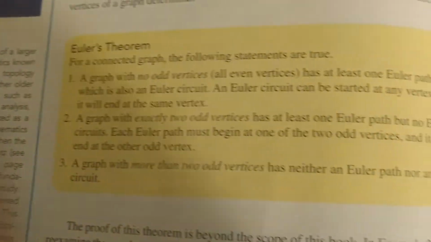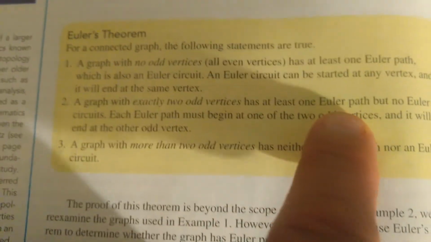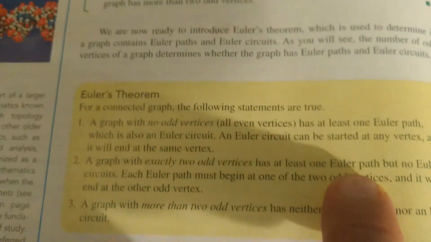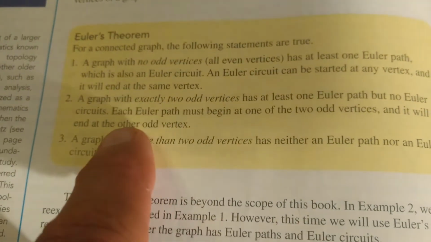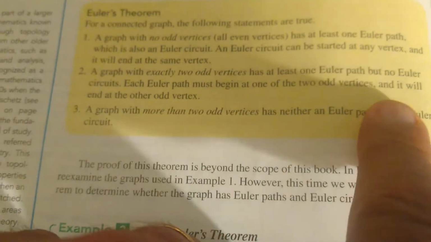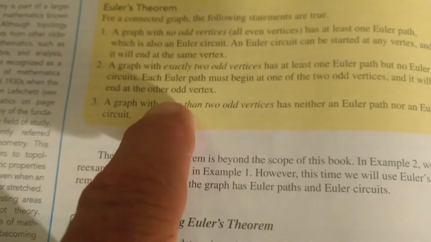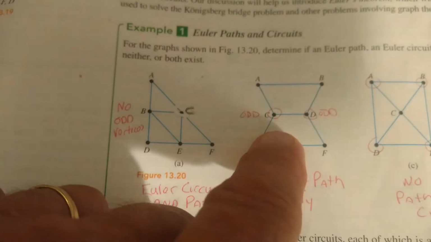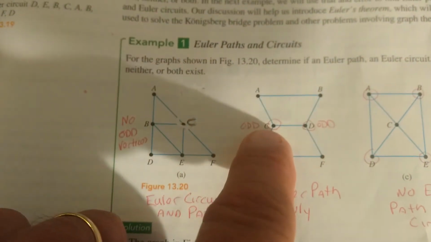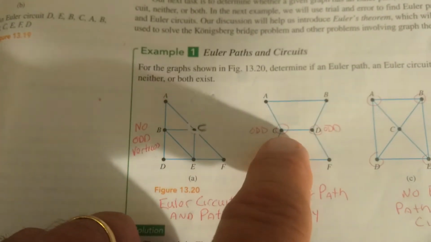Second rule in Euler's theorem: a graph with exactly two odd vertices has at least one Euler path, but no Euler circuits. Each Euler path must begin at one of the two odd vertices, and it will end at the other odd vertex. Very important. So if you were tracing a path for this one, you would have to start at either C or D, and it would end at the other odd vertex.